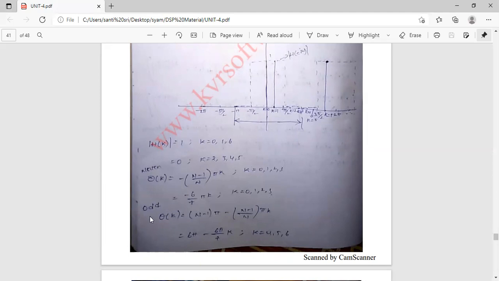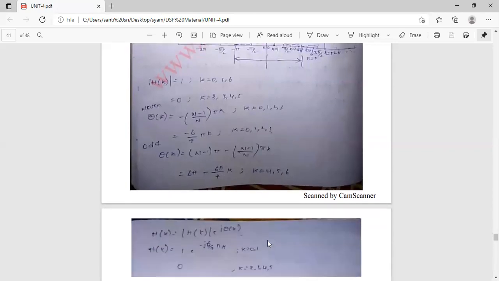If n is odd, then theta of k equal to (n minus 1) into pi minus (n minus 1) by n into pi k. So it is 6 pi minus 6 pi by 7 into k. Here k values are 4, 5, and 6.